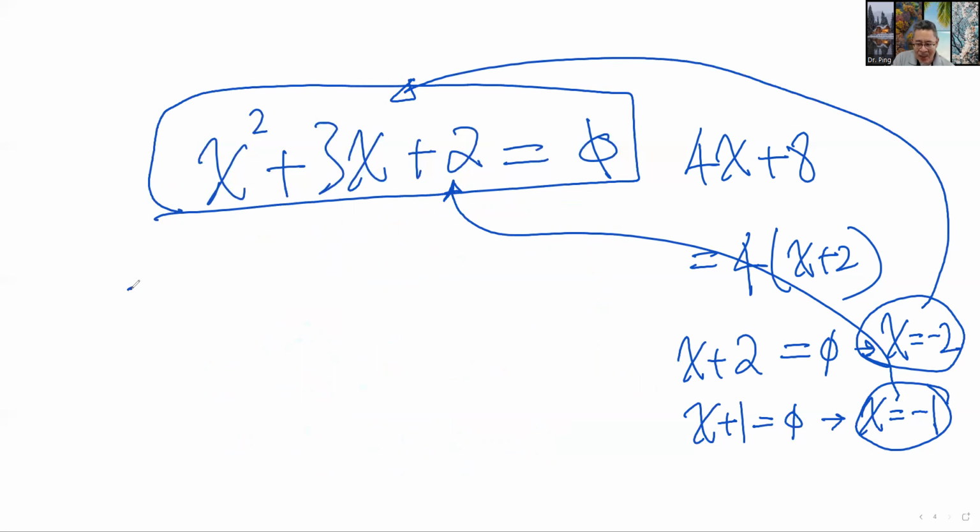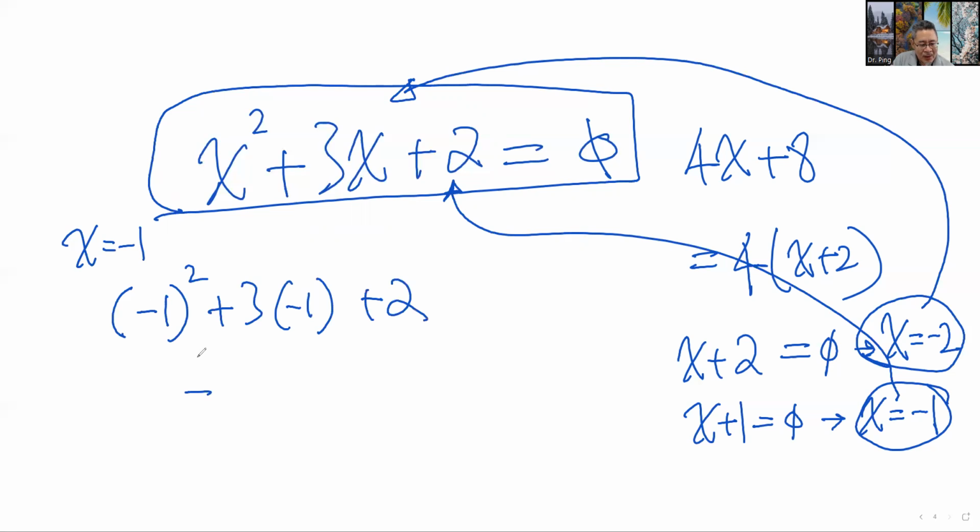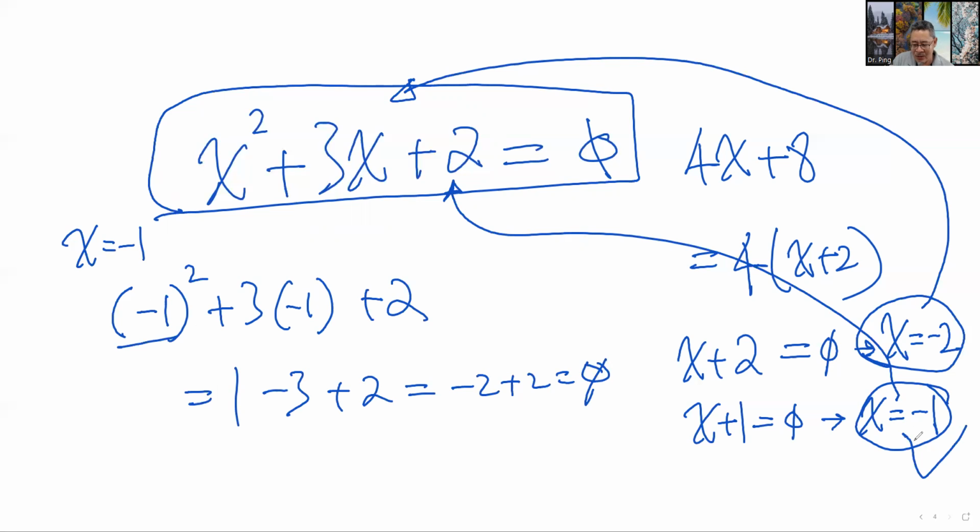So if we plug in x equal to -1, we'll see -1 squared plus 3 times -1 plus 2. And -1 squared is 1. 3 times -1 is -3, plus 2. That's -2 plus 2, that's 0. Okay, we know this is a solution.